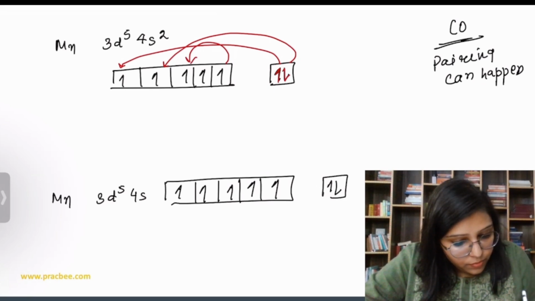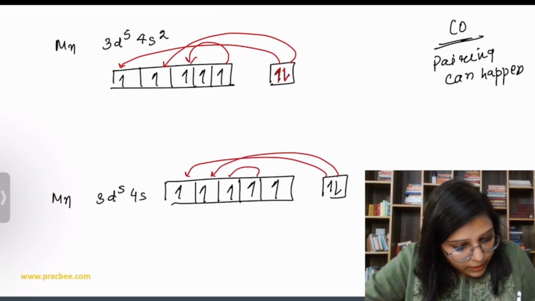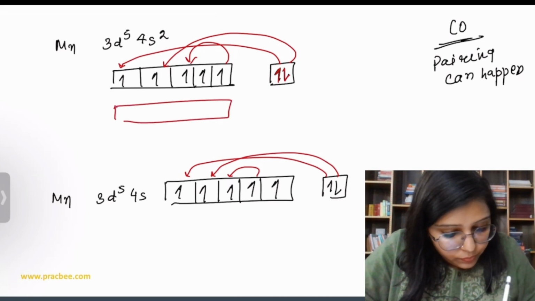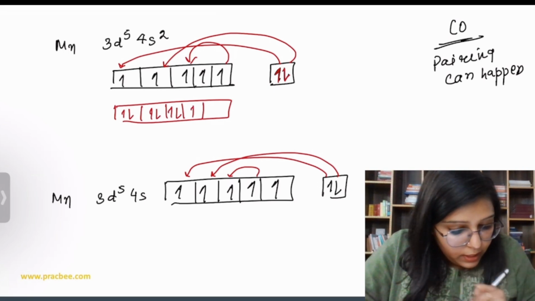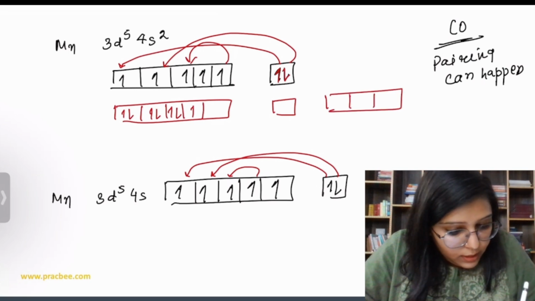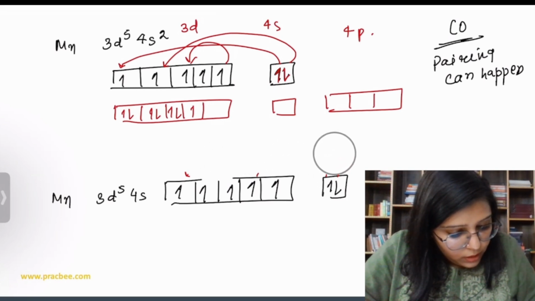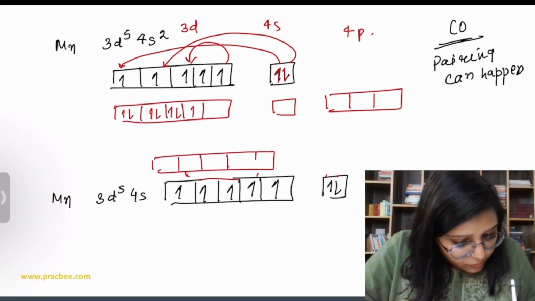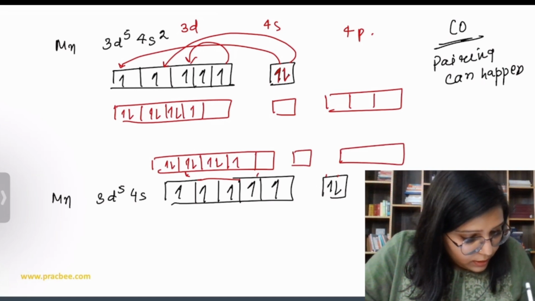Similarly we have pairing like this, and after pairing we have 1, 2, 3, 4, 5, 6 and one electron here, then s and p are empty. This is 3d, this is 4s, and this is 4p. Similarly for the below one, if we do the pairing, we have 1, 2, 3, 4, 5, 6 like this, and then s, then p.